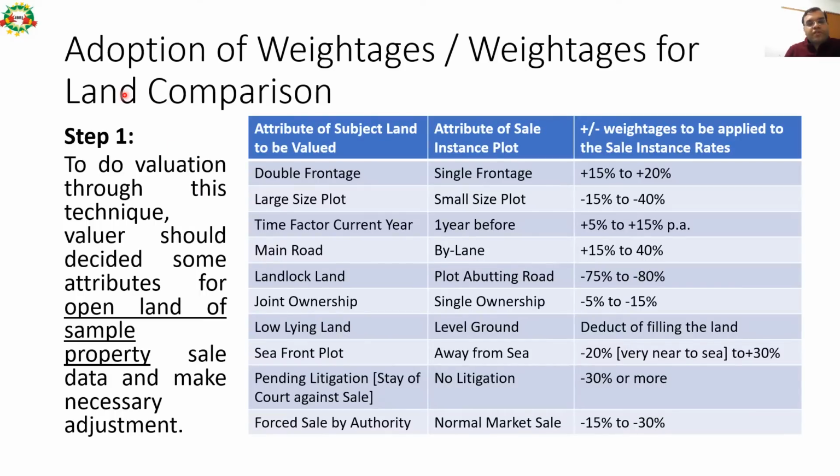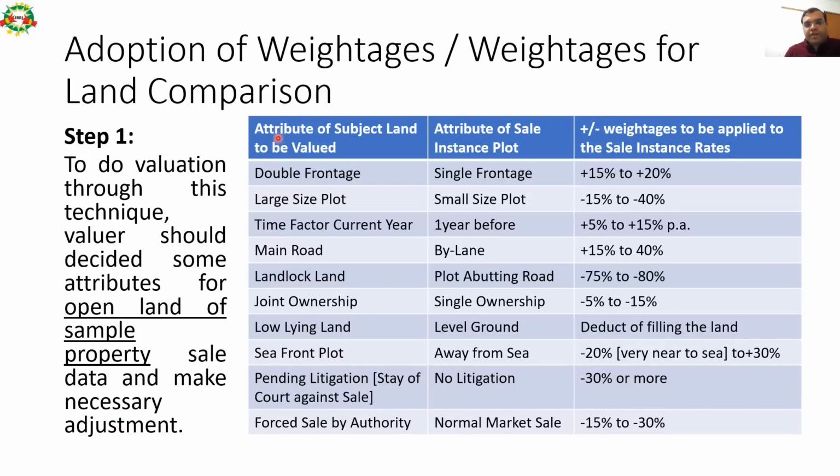First method of sales comparison method is adoption of weightages. It is also called weightages for land comparison. So step 1 of doing valuation through this technique: the valuer should decide some attributes for the open land of sample property sale data and make necessary adjustments.